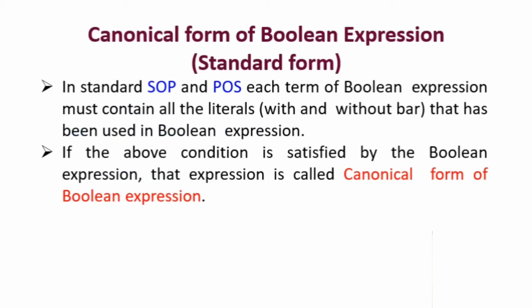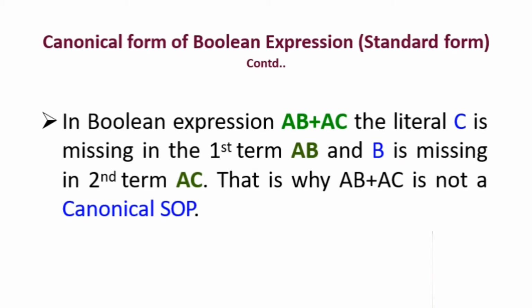This standard SOP and standard POS are also known as canonical SOP and canonical POS. So in standard SOP and POS expressions, all the sum or all the product terms contain all the variables. So if the above condition is satisfied, the Boolean expression is termed as canonical form of Boolean expression. Let's check this. Now this AB plus AC, in this first product term AB, here C is missing. And in this second product term, here B is missing. So this is not a canonical SOP because there are some deficient terms.